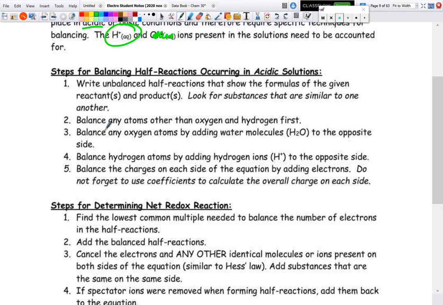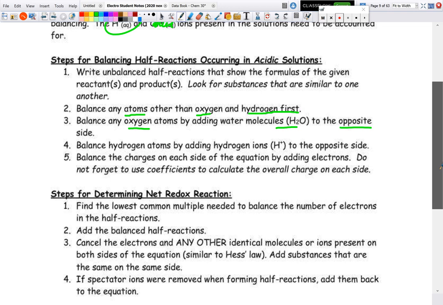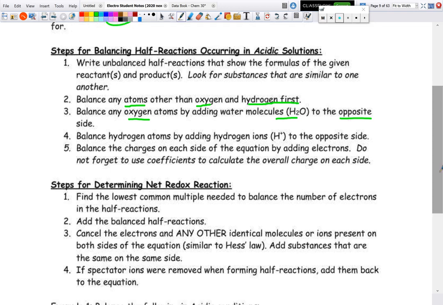So the first thing we're going to do is balance any atoms other than oxygen and hydrogen first. That just means we're going to have a quick scan, and anything that isn't oxygen and hydrogen we're going to balance. Next, we're going to balance any oxygen atoms by adding water molecules to the opposite side of the equation. Once we do that, we're going to balance the hydrogens by adding H+ ions, once again, to the opposite side to make sure that all the hydrogens balance out.